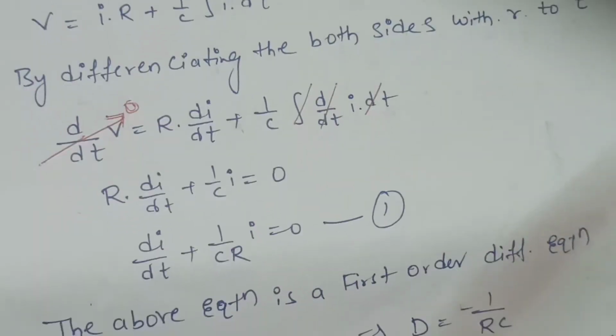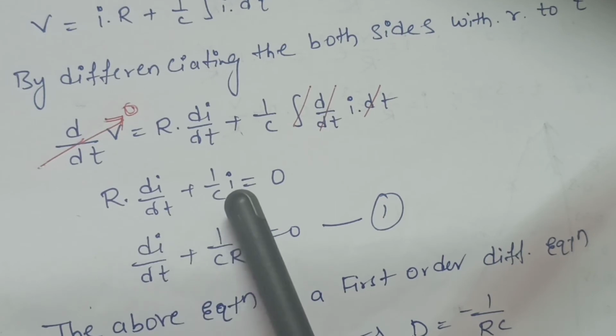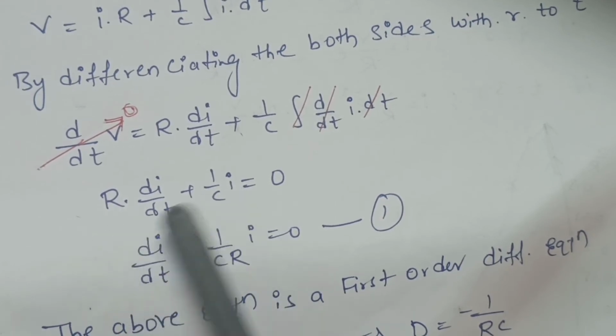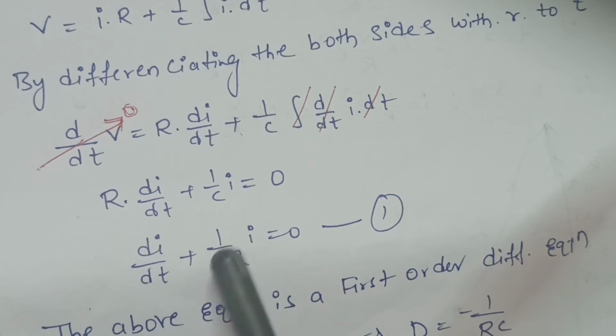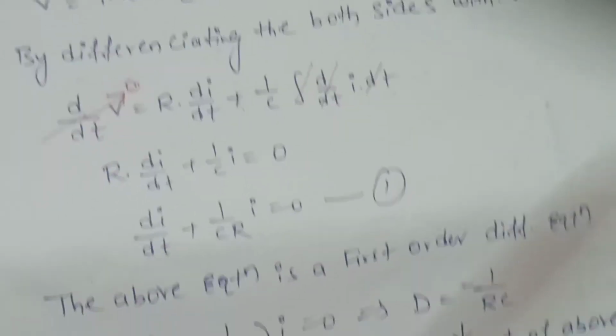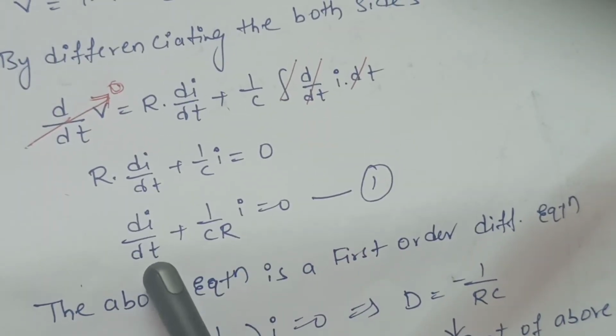Now from this equation just divide by the R term. The R will be divided, then we can get di by dt plus 1 by CR into I equal to 0. This is the first equation. So this is a first order equation simply, because the order is 1, the highest power is 1.